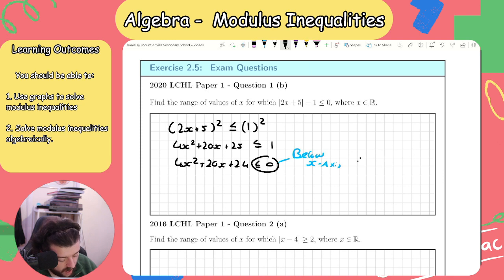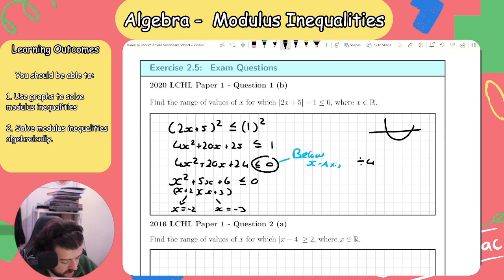I notice here I can divide across by 4. I can divide across by 4 because it's positive, so I don't have to worry about changing the sign. So I have x squared plus 5x plus 6 is less than or equal to 0. So solve this out. I'm going to get x plus 2, x plus 3. So x equals minus 2 and x equals minus 3.